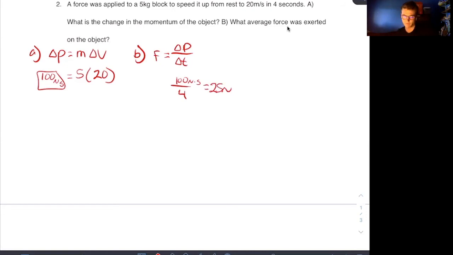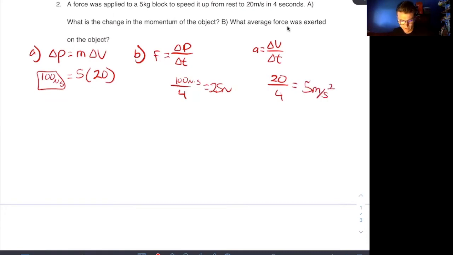Or what we could do is find the acceleration of this object and then plug that into the F equals ma equation, right? So this is what physics is all about, just making your own way to the answer. It could be multiple different ways. So acceleration we know is just the change in velocity over change in time. In this case, the change in velocity is 20, and the change in time is 4 seconds.